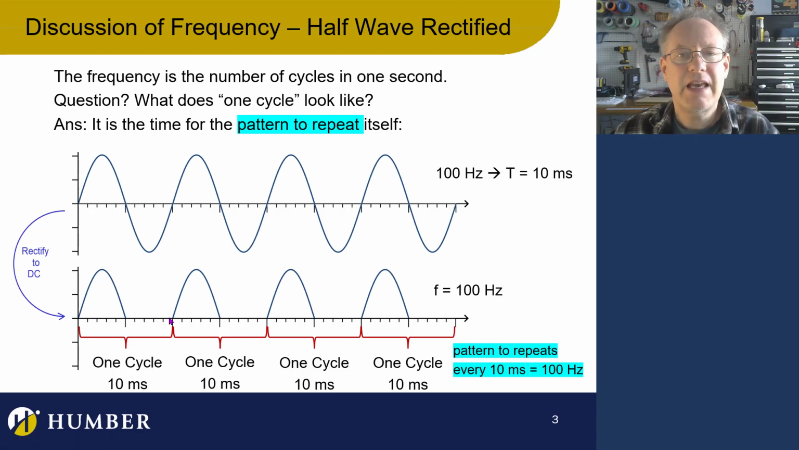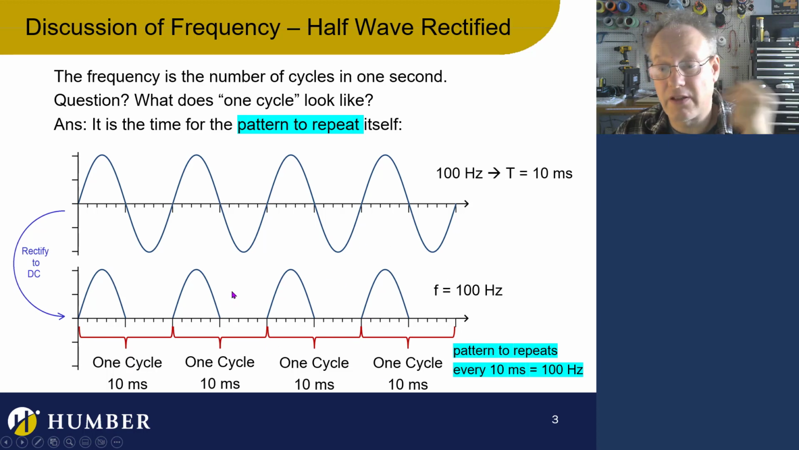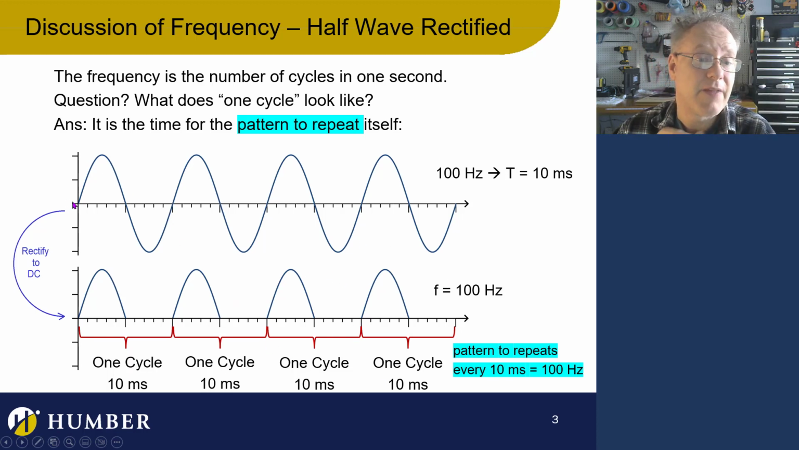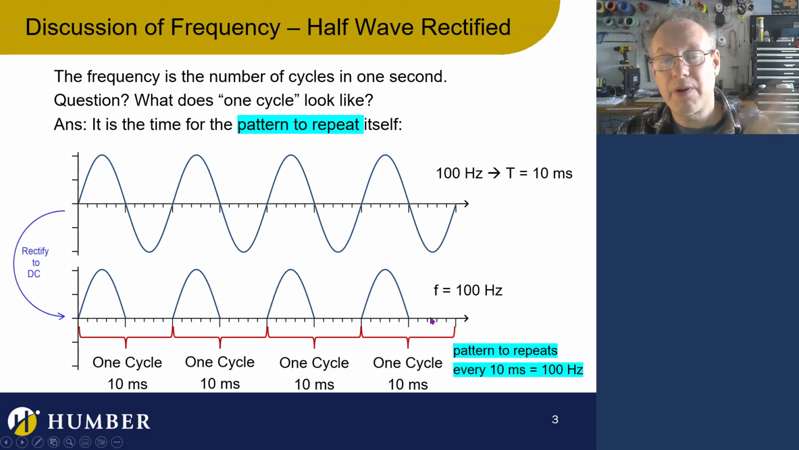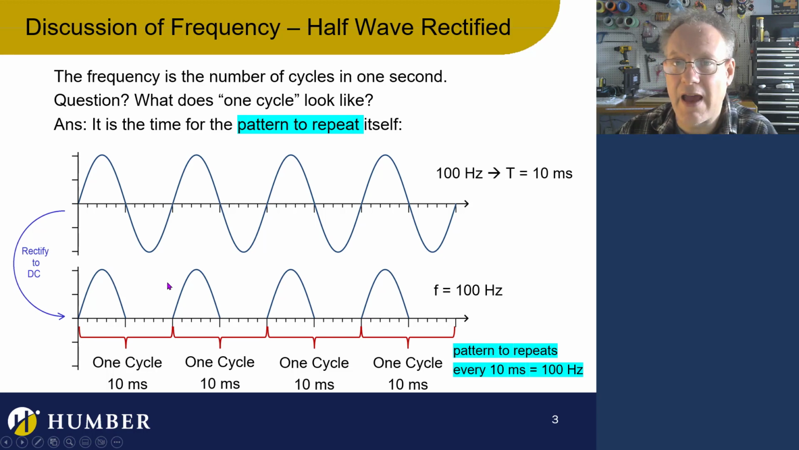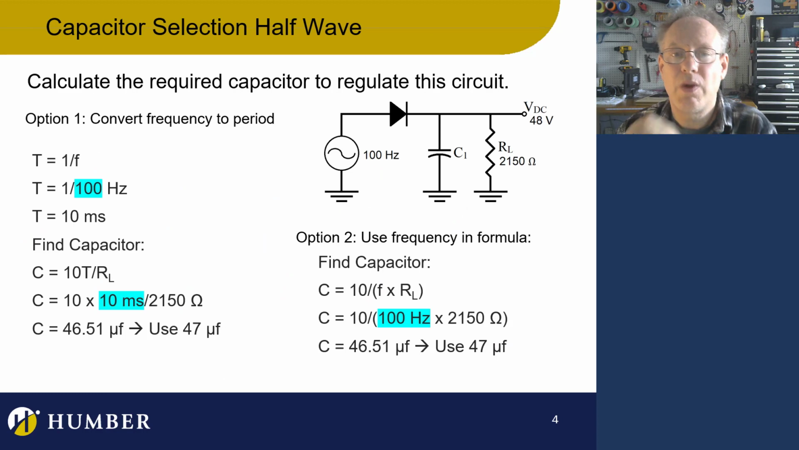If I'm taking a look at how much time it takes to repeat itself, in this case this is one full cycle here, and that's one full cycle, and again a full cycle, and a full cycle. And it just so happens that the period here is the same. So the period of this and the period of this are the same, therefore the frequency is the same. Now I can take that frequency and apply it in my formula, which is going to tell me what the capacitor size is.